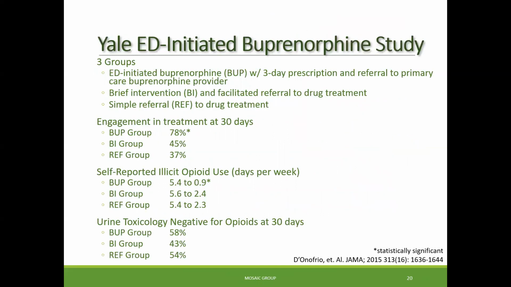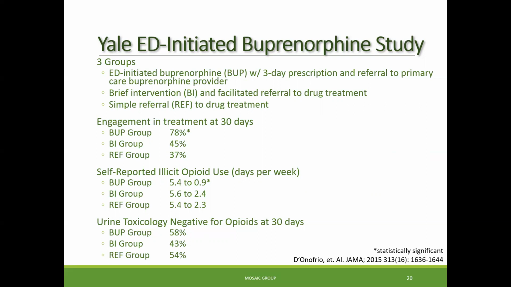You may be familiar with the popular D'Onofrio study out of Yale, where they similarly, out of an emergency department, had 3 study groups. One was initiated with buprenorphine and a 3-day prescription, with a referral to a primary care provider with continued maintenance therapy. One group received a brief intervention and then got a referral to treatment with no medication. And the third group received a simple referral to treatment.